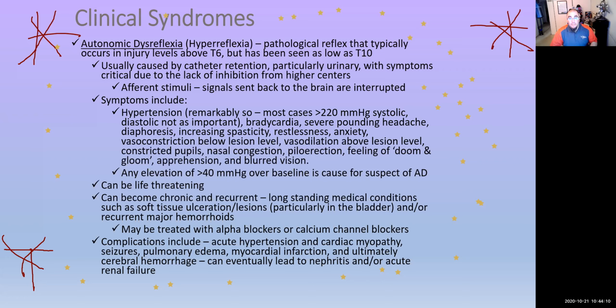The interesting thing about this, it can become chronic and recurrent, meaning the more that he has these problems, the more likely this can occur. So he's had it once. The chance that the next time he has it, it'll probably be worse. It can occur with ulceration and lesions in the bladder as well. It may also occur from recurrent hemorrhoids, right? What are hemorrhoids other than little children?